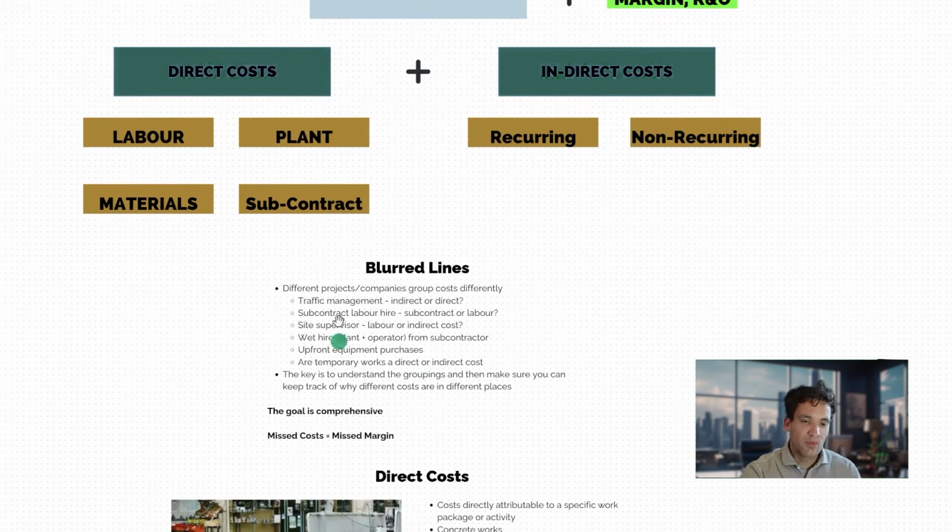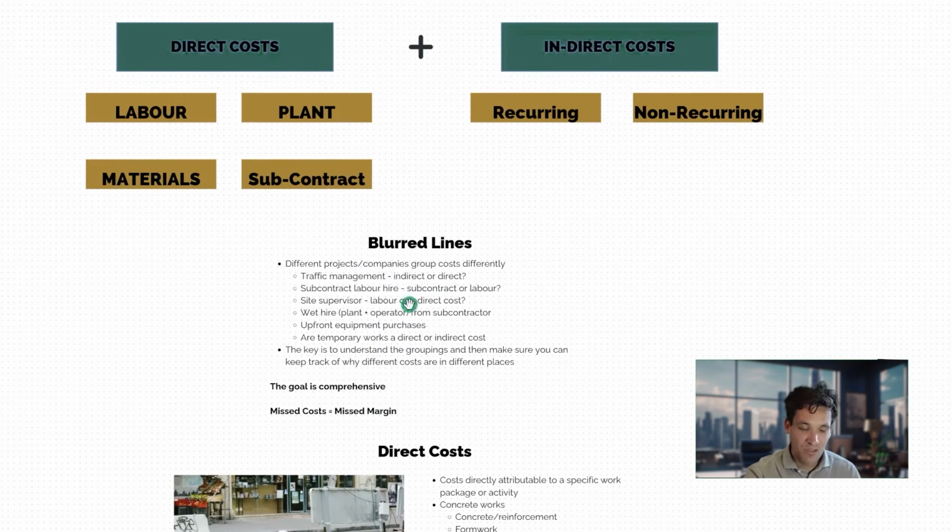So in the rest of this video, I'm going to talk about all these different categories of costs and what should be factored in and included in each of these buckets. But before I do this, I want to start with this idea of blurred lines. Different companies, different projects, different individuals have preferences for how to categorize these costs. So I'm going to talk about the general principles and what I think should be included in each bucket. But the reality is there are different opinions and there are different ways to do this.